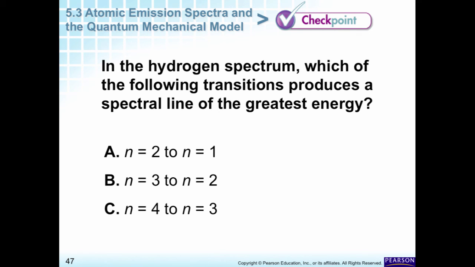Alright, so in the hydrogen spectrum, which of the following transitions produces a spectral line of the greatest energy? Is it when the electron comes from the second to the first, from the third to the second, from the fourth to the third? Okay, we're looking at the same thing. All right, so which one is always the biggest? Answer it. Yep, it's going to be A. It's always when it goes back to 1. If you see it going to n equals 1, it's going to have the greatest energy.